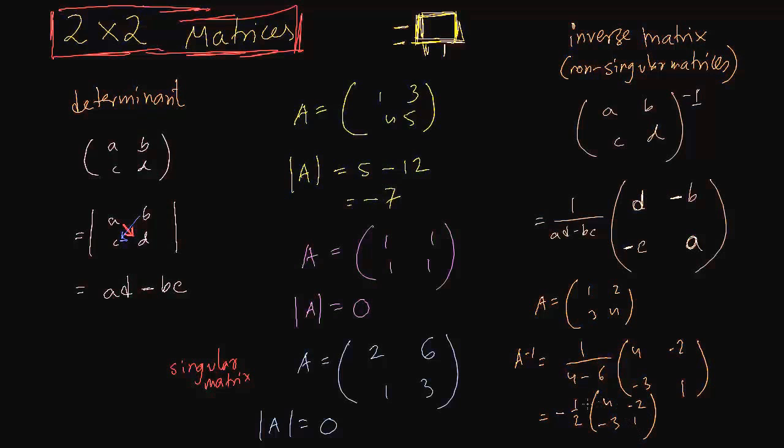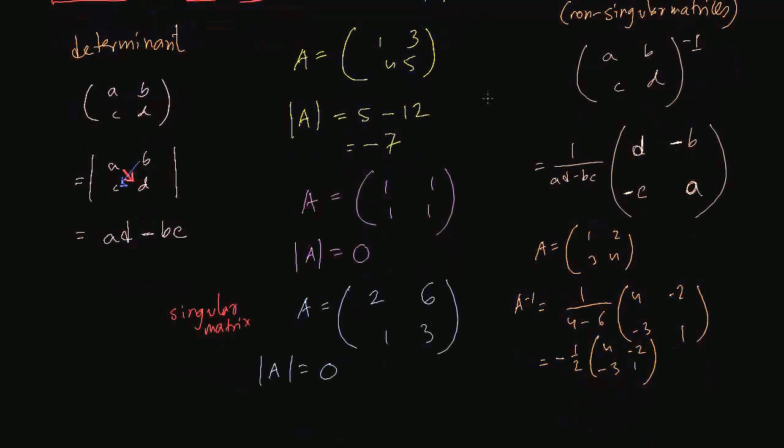So if I write here minus half and multiply it with that, that would mean I'm going to multiply minus half with 4, then minus half with minus 2, then minus half with minus 3, and minus half with 1. So this is what it looks like. Okay, so what we have here is minus half with 4 is minus 2, minus half with minus 2 is 1, minus half with minus 3 is 3 by 2, and minus half with 1 is minus half. So that's an inverse of a matrix.